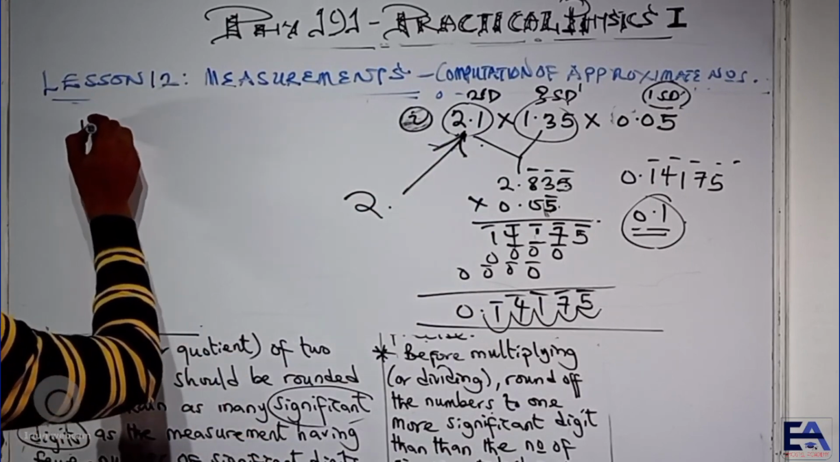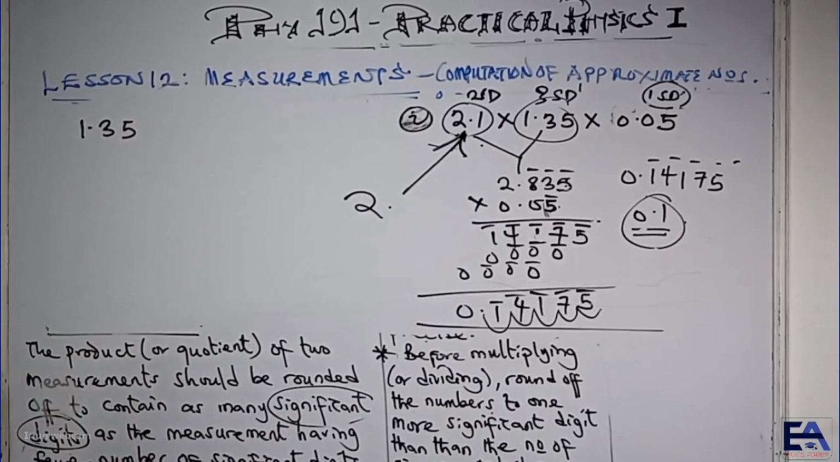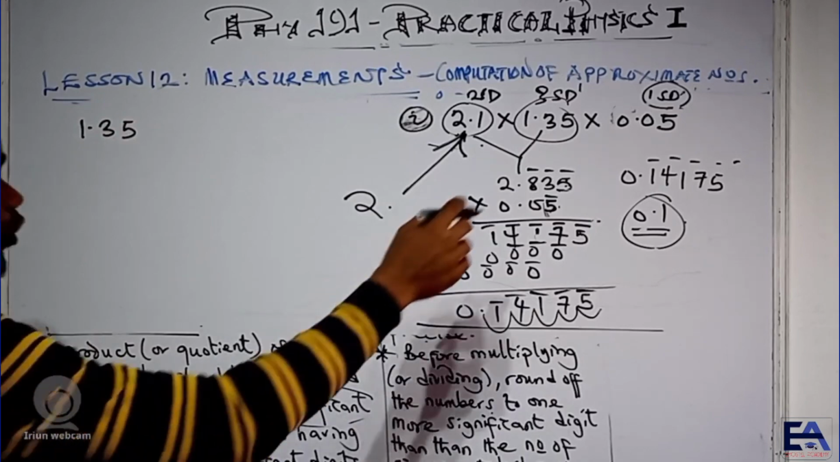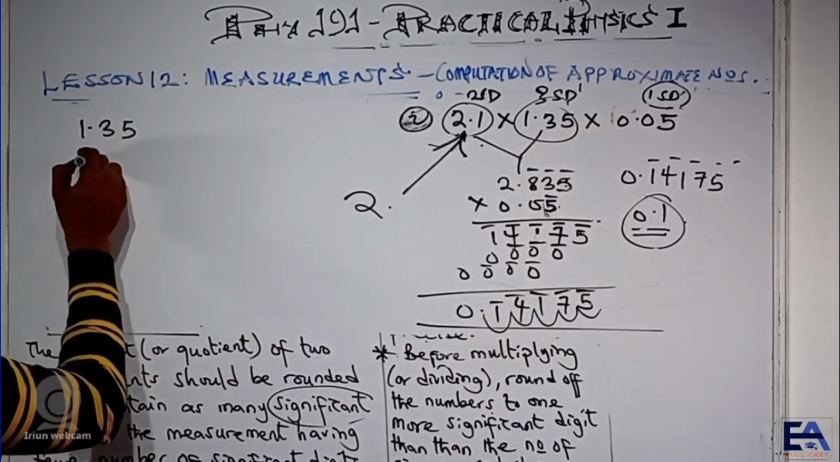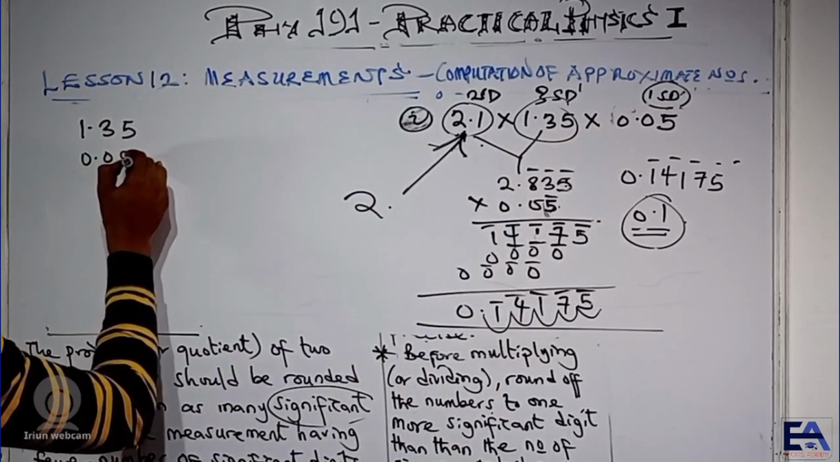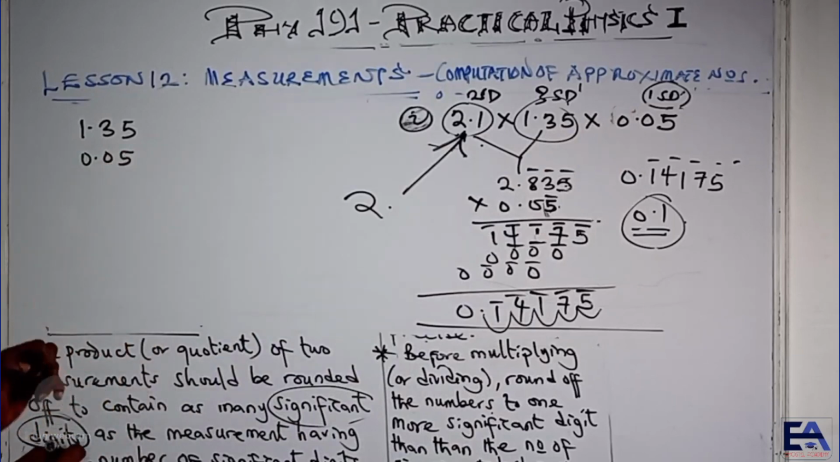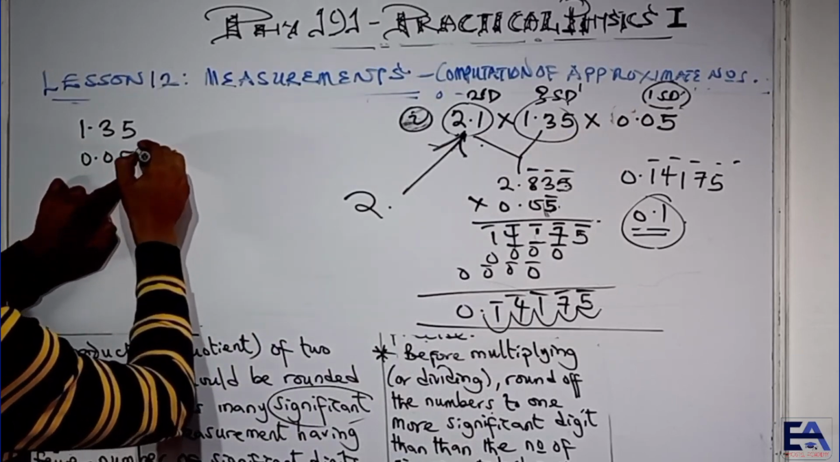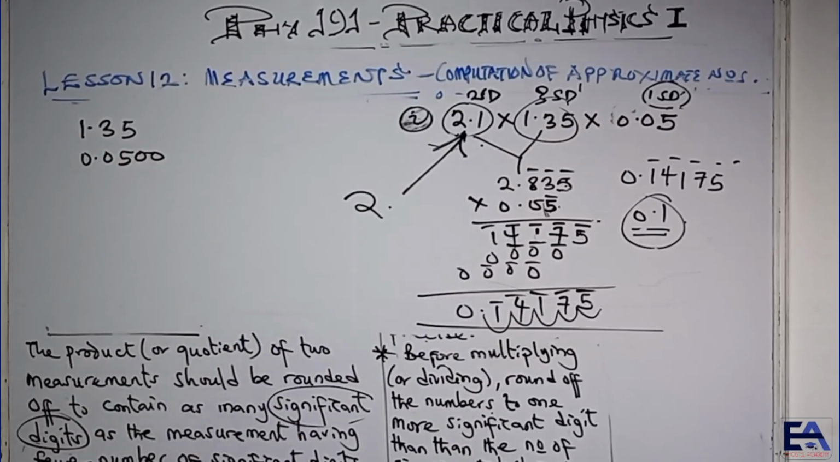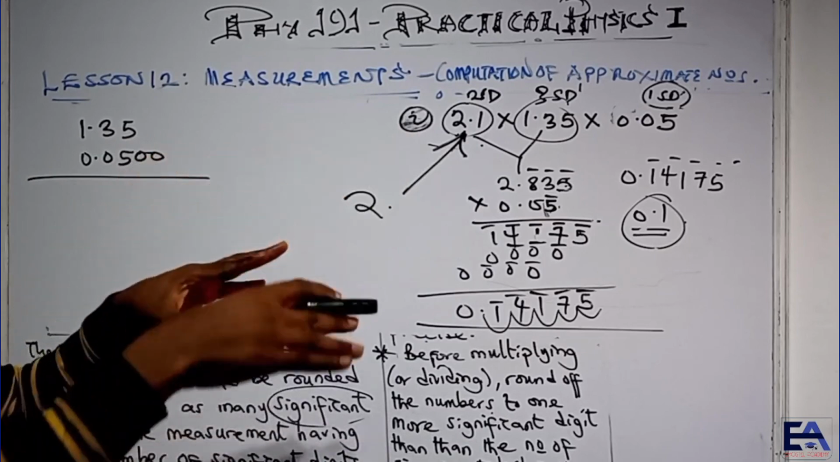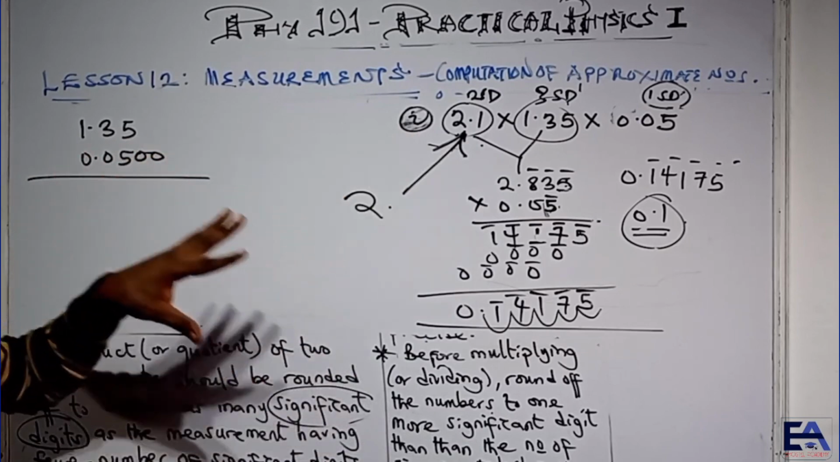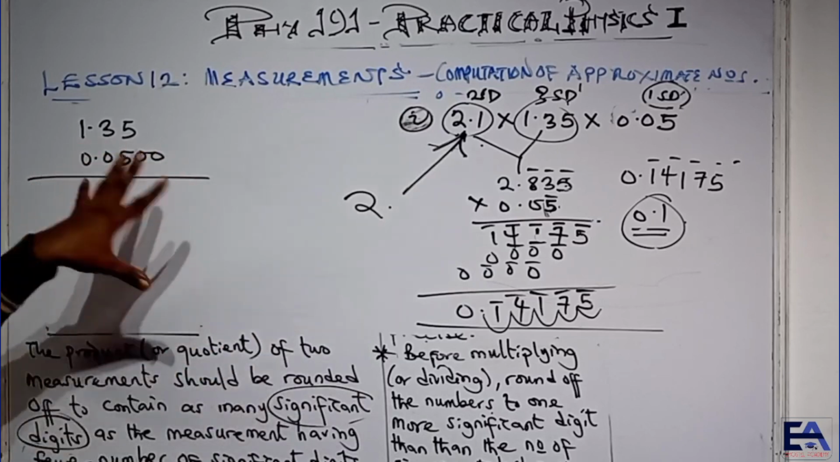So 1.35 already contains 3 significant digits. 0.05 contains only 1. So we now say 0.05 contains only 1 significant digit, right? So we increase it to 3. You get 0.0500? Then we now do our multiplication. So if we're working with other kind of numbers, we may not have this kind of scenario. But then let us just establish it here.